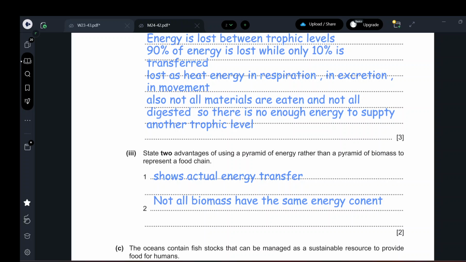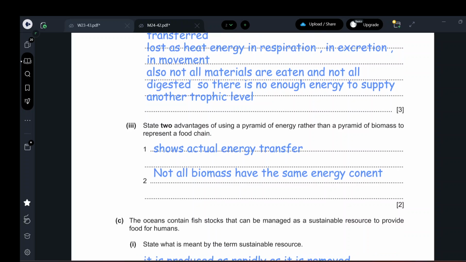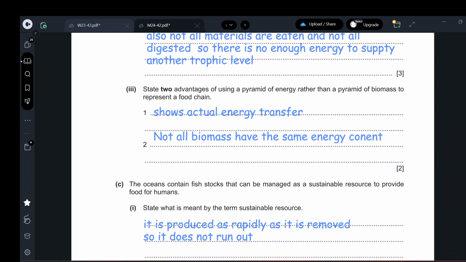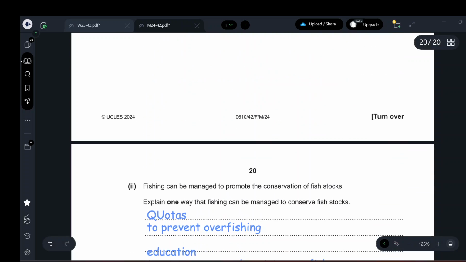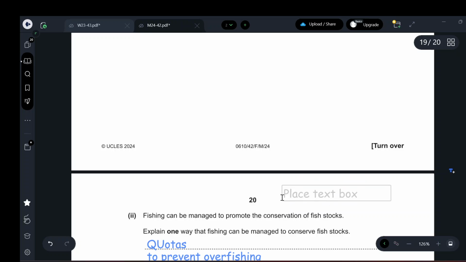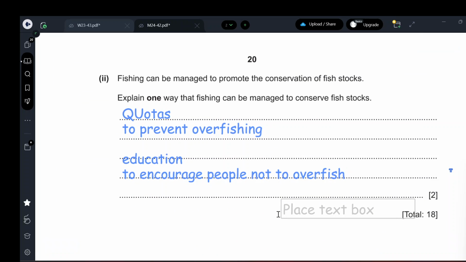The oceans contain fish stocks that can be managed as a sustainable resource. What is the definition of a sustainable resource? It is produced as rapidly as it is removed, so it does not run out. Fishing can be managed to promote conservation of fish stocks. Explain one way the fishing can be managed. We have several ways to maintain fish stocks, but you have to explain one of them.